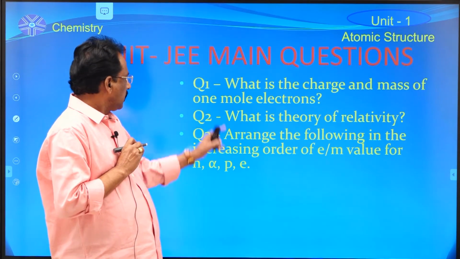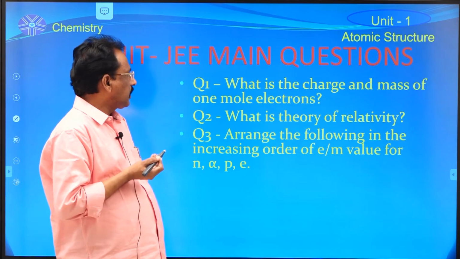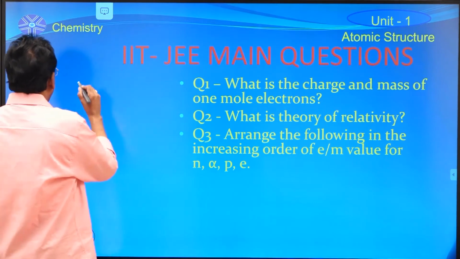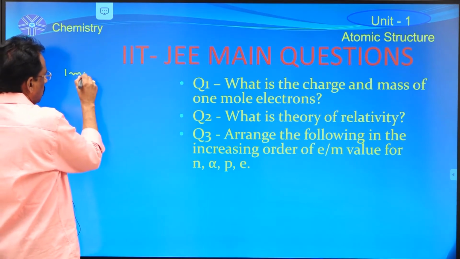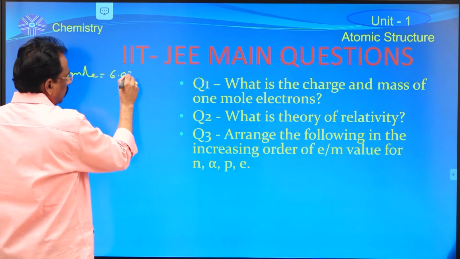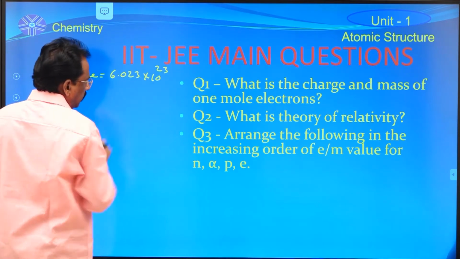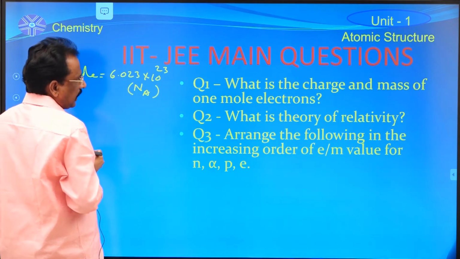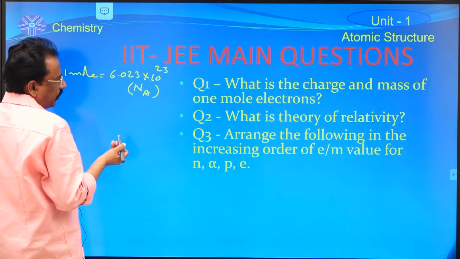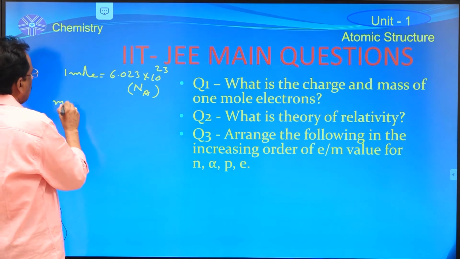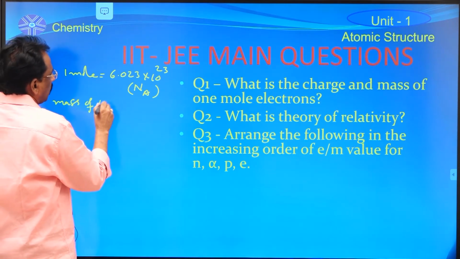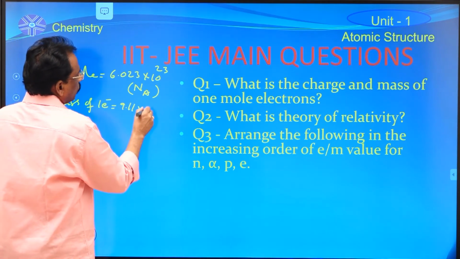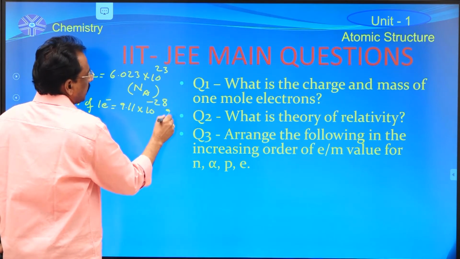Now in the first question, next one is, what is the mass of 1 mole electrons? Now in the same model, 1 mole is equal to 6.023 into 10 power 23 according to Avogadro. This number is also known as Avogadro's number, symbol is Na. Now calculate the mass of 1 mole electrons. The mass of only 1 electron is equal to 9.11 into 10 power minus 28 grams.